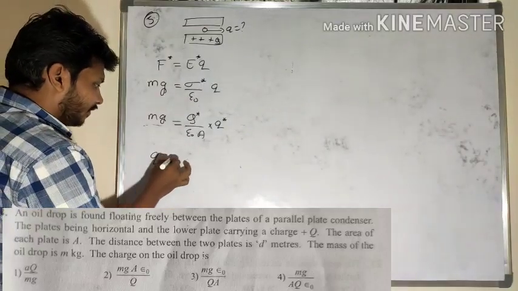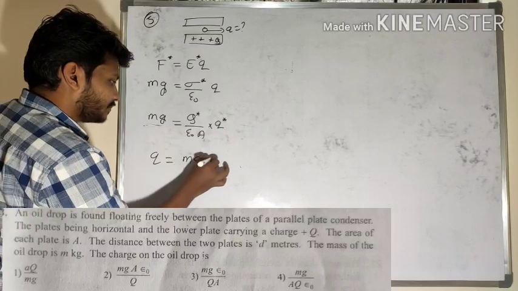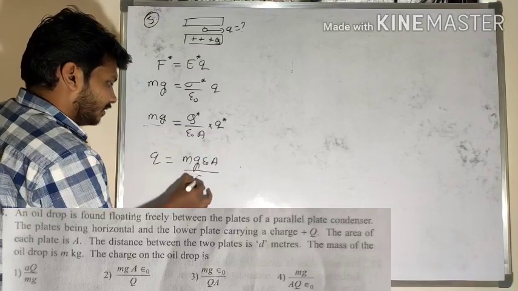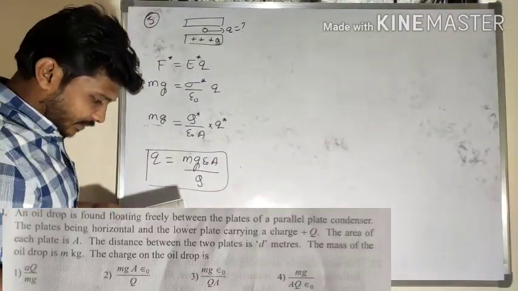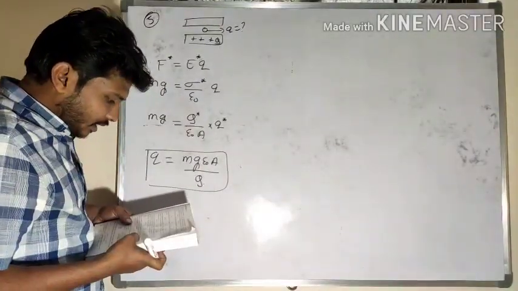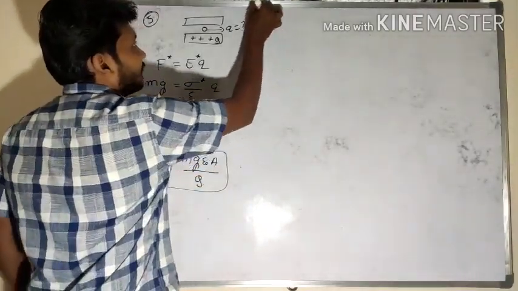Let me find out the charge on the drop, the oil drop: M into G, epsilon naught A divided by Q here. So what is the answer here? M into G, epsilon naught A divided by Q is the answer here.